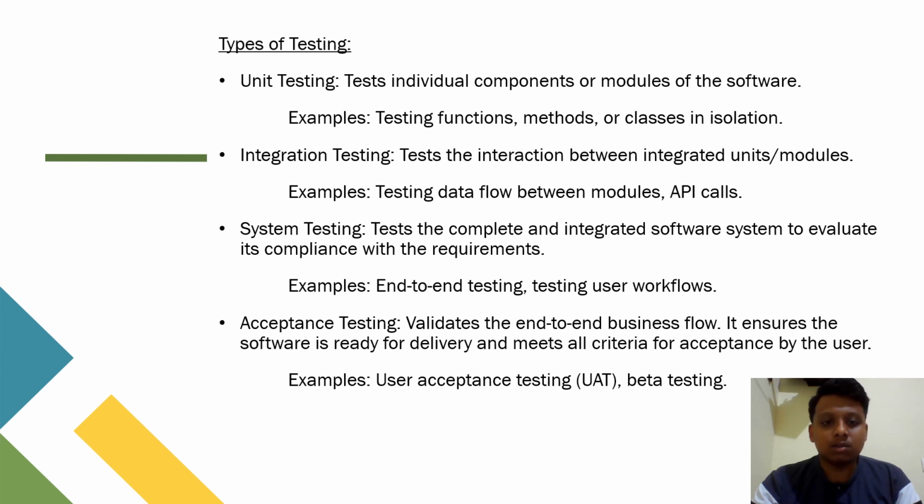Next is system testing: testing the complete and integrated software system to evaluate its compliance with requirements. Example: end-to-end testing, testing user workflows. Next, acceptance testing: validating the end-to-end business flow to ensure the software is reliable for delivery and meets all criteria for acceptance by the user. Example: user acceptance testing (UAT) and beta testing.